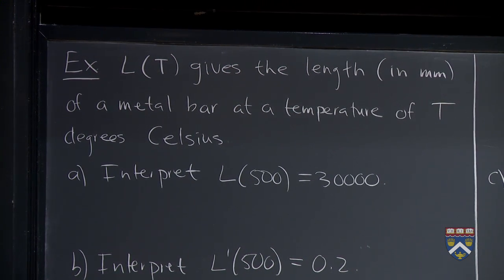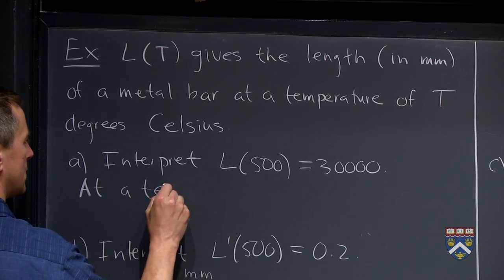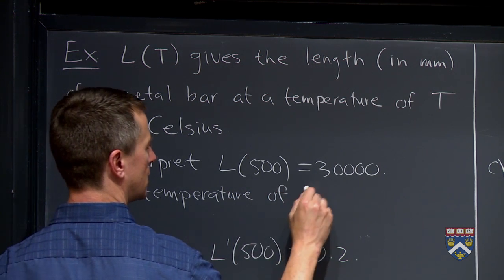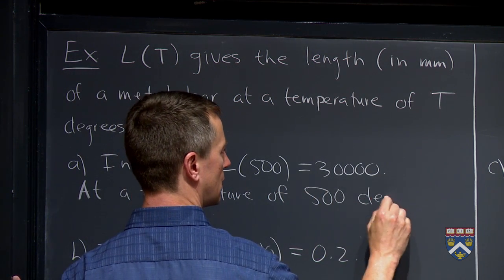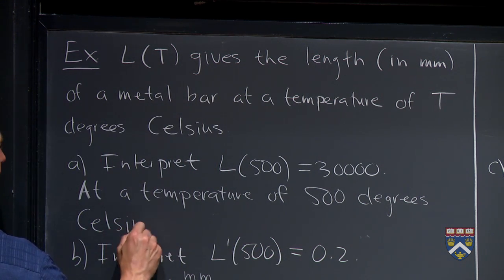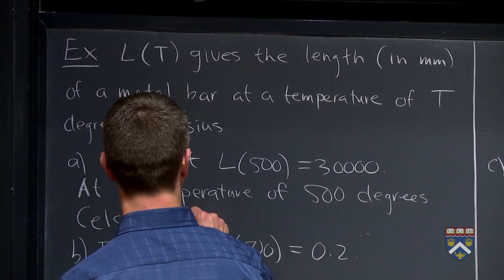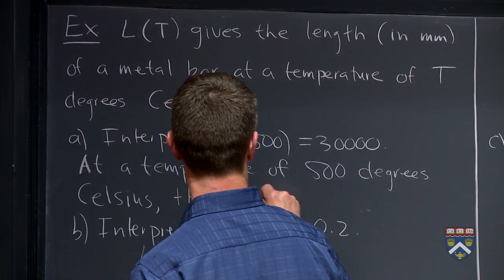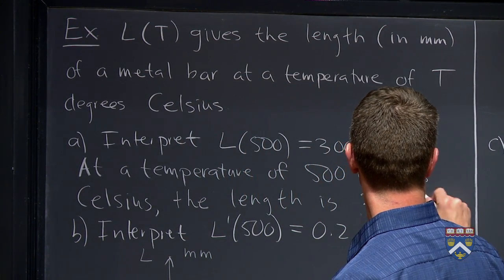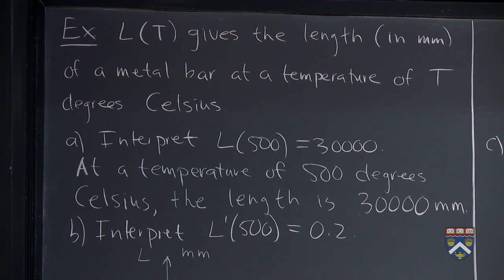And I hope you decided that that was the temperature. So this says at a temperature of 500 degrees Celsius, what is the state? This 30,000 represents the length in millimeters. So the length is 30,000 millimeters. So that didn't involve any calculus at all.